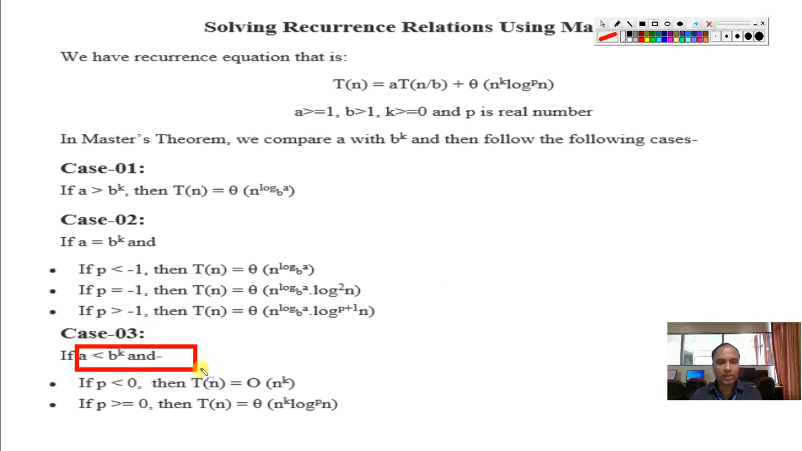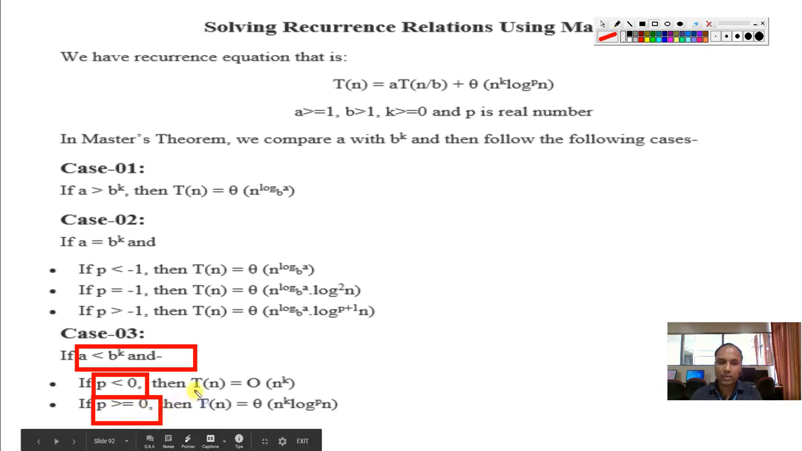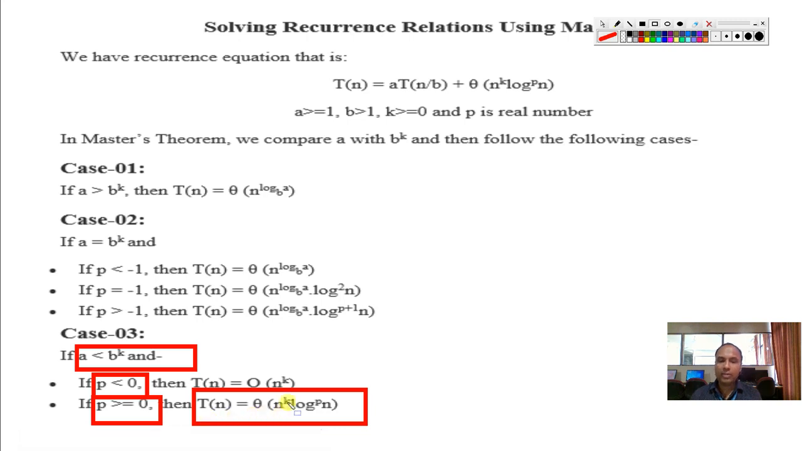So we can apply case 3, and here you observe the value of p is less than 0, or it may be p greater than or equal to 0. In the example we are seeing right now, the value of p is equal to 0. So the time complexity we have to write down is T of n equal to theta n raised to k log raised to p n.